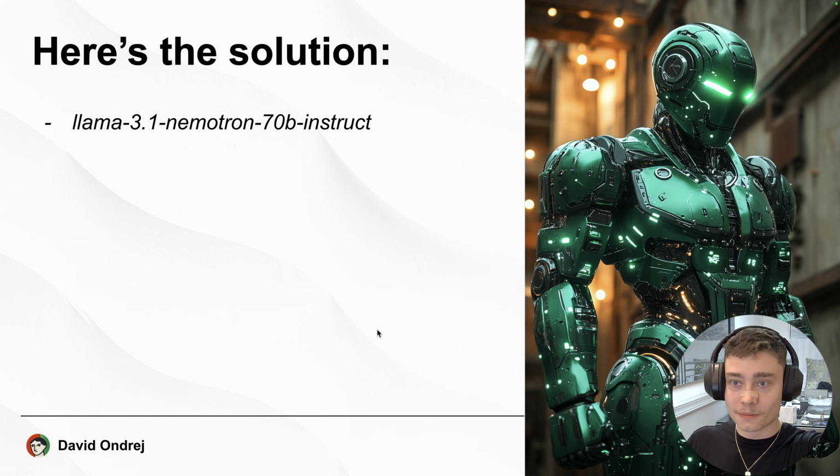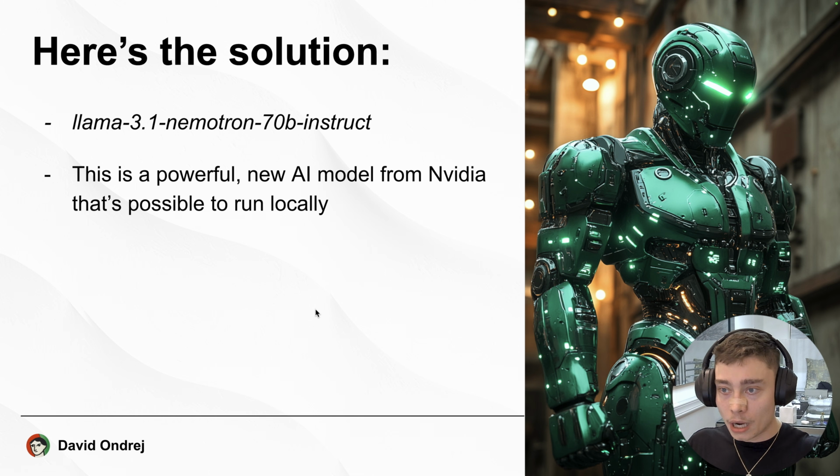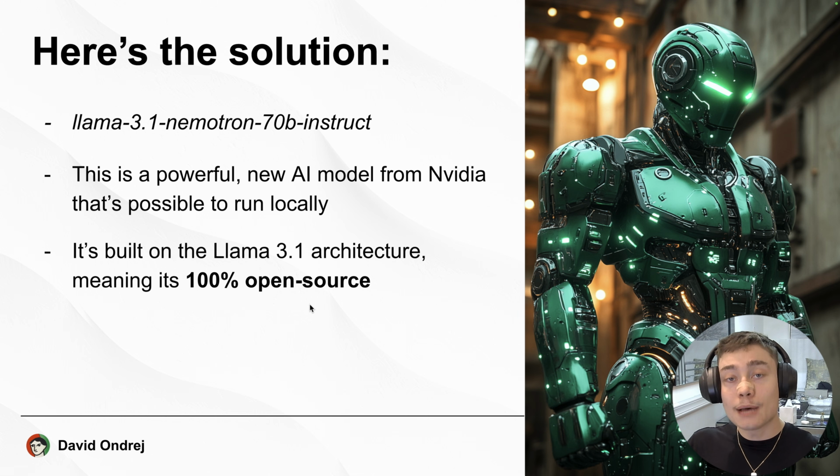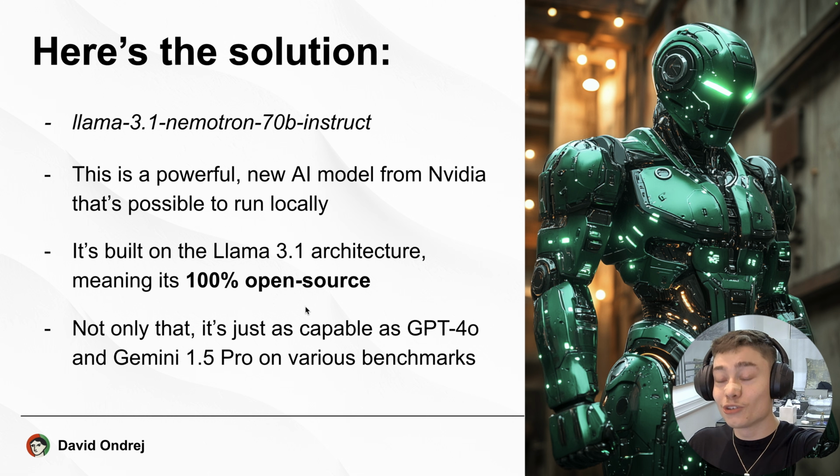So here's the solution. Llama 3.1 Nemotron 70 billion instruct. That might not mean anything to you, but let me explain. This is a powerful new AI model from NVIDIA that's possible to run locally. I'm going to go into the specs you need later on. It's built on the Llama 3.1 architecture, meaning it's 100% open source. But not only that, it's just as capable as GPT-4o and Gemini 1.5 Pro, both of which are much bigger and closed source models, and this is on multiple different benchmarks. So NVIDIA really pulled a fine-tuning masterpiece over here.